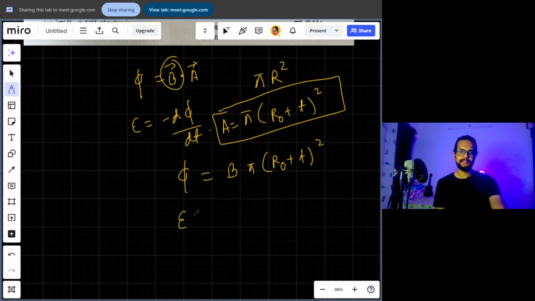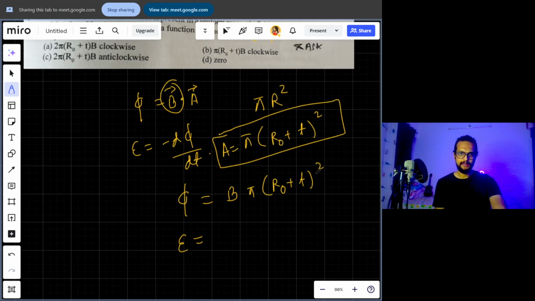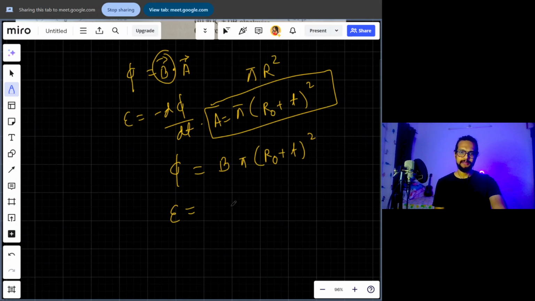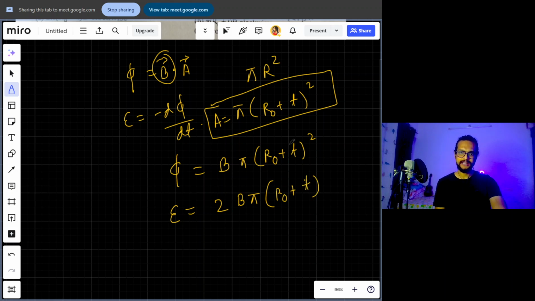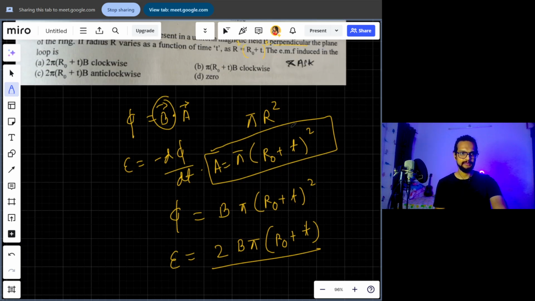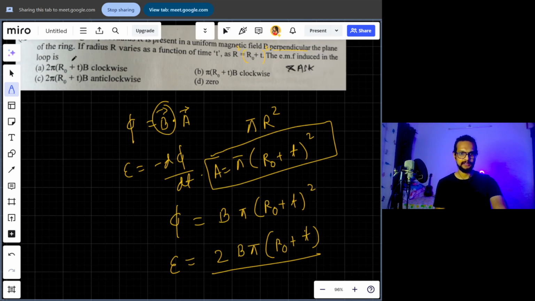Now to get the EMF, all you have to do is differentiate this. It's very easy. Only this is dependent on time, so I'll take 2 outside: 2B pi (r naught plus t), and then you move inside and differentiate this. So r naught is a constant and differentiation of t is just 1. That's about it. That's your EMF. Which one is matching? The answer is the same in most of them, like you can see in this one and this one. So either of these two will be the correct answer.